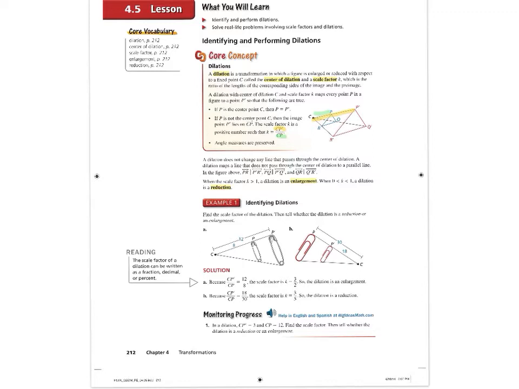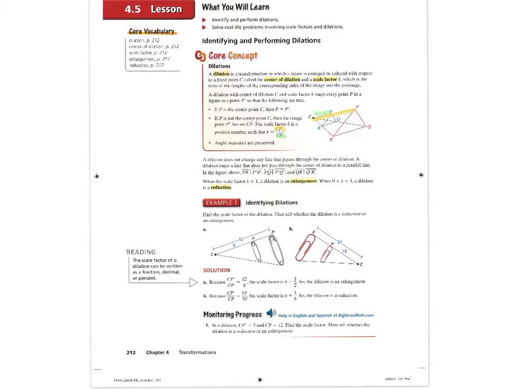We have two examples where we're identifying dilations and finding the scale factor. Look at our first example: CP prime divided by CP is 12 divided by 8, and we can see that in our solution here. Always reduce your fractions completely. So 12/8 simplifies to 3/2. The dilation is indeed an enlargement because 3/2 is greater than 1.